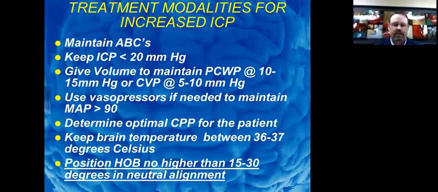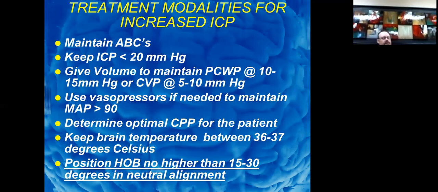Treatment modalities: maintain your ABCs, keep ICP less than 20 millimeters of mercury, give volume to maintain central venous pressure at 5 to 10 millimeters of mercury. Use vasopressors if needed to maintain a MAP greater than 90. And then determine the optimal CPP for that patient. Keep the brain temperature between 36 and 37 degrees.